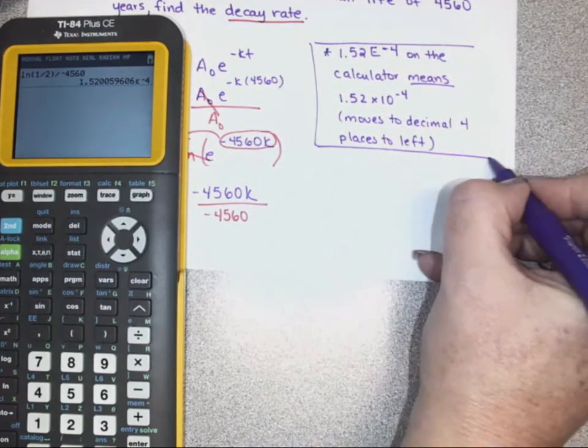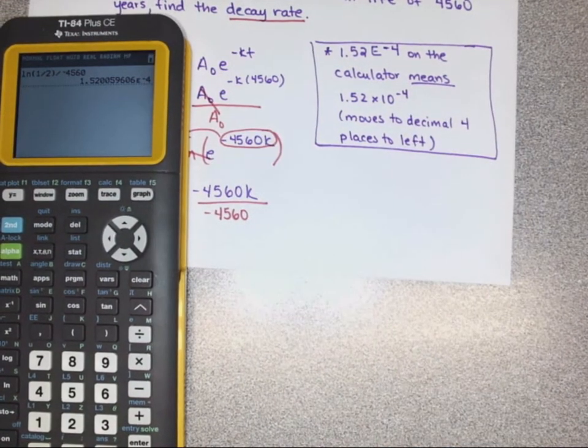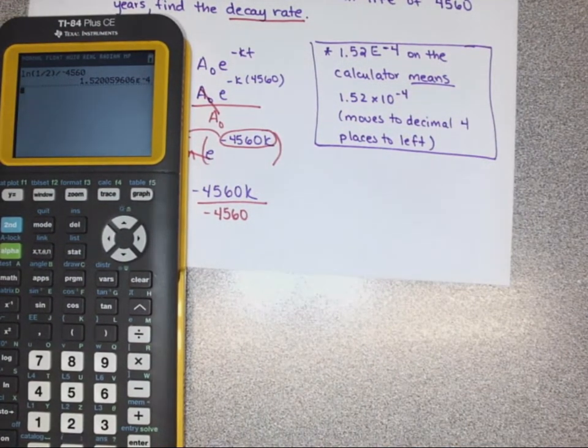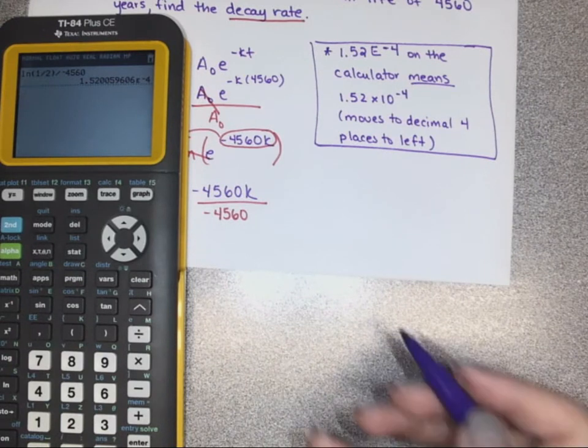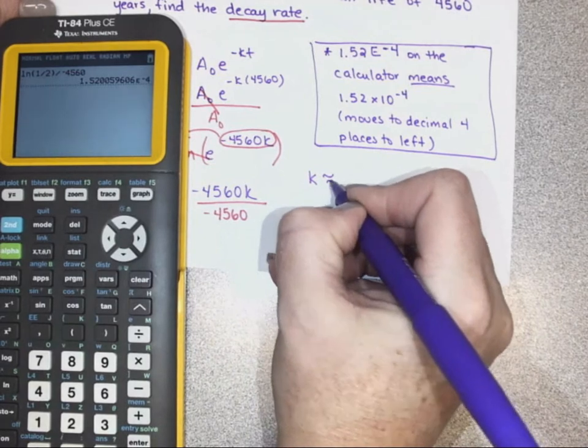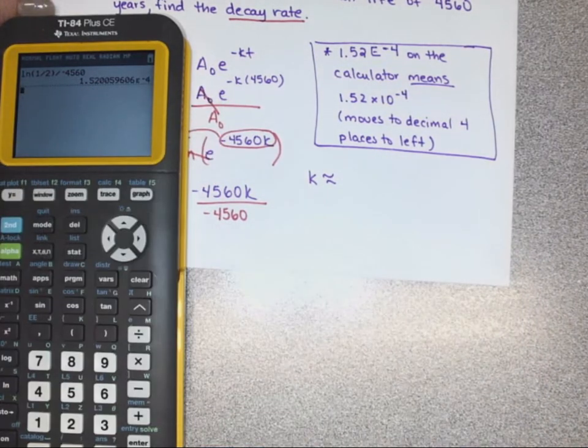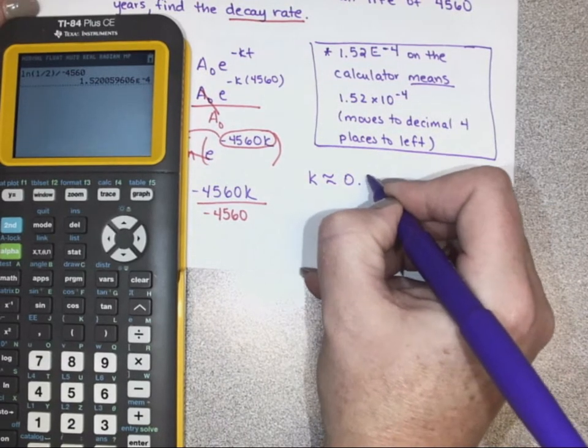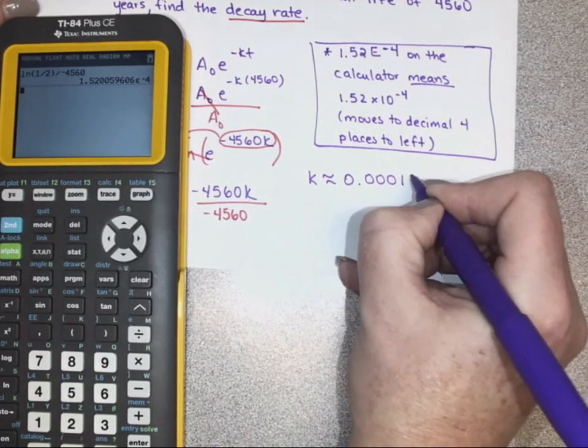So I'm going to just kind of box this in because it's just something that you need to know. If it's a positive number after the E, it just means move the decimal place the other direction. So in other words, K is actually going to be this decimal where you moved it over 4 times. So it's actually going to be 0.000152.